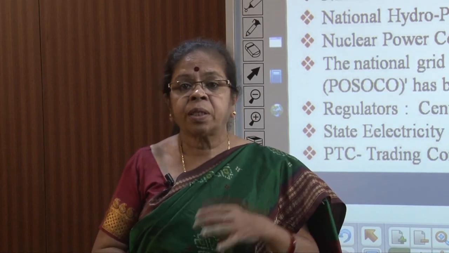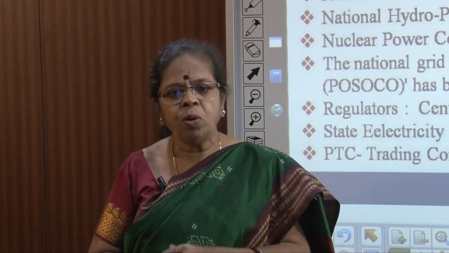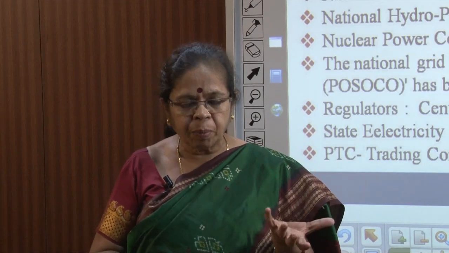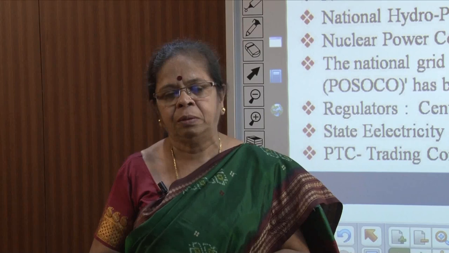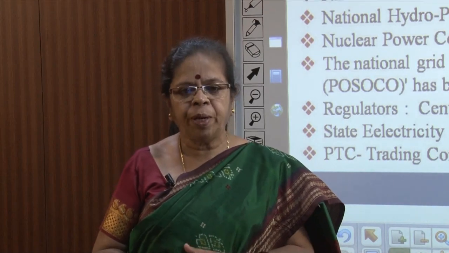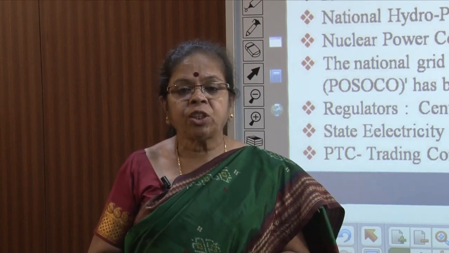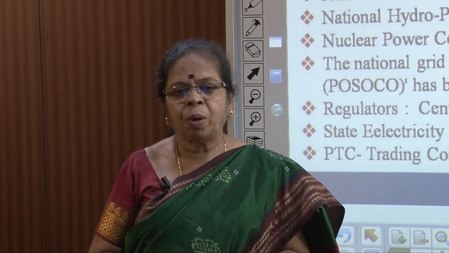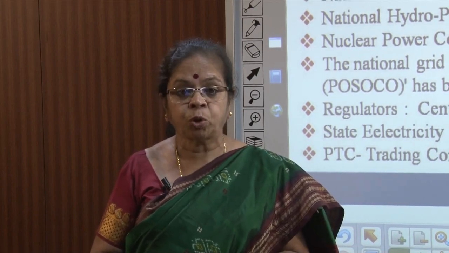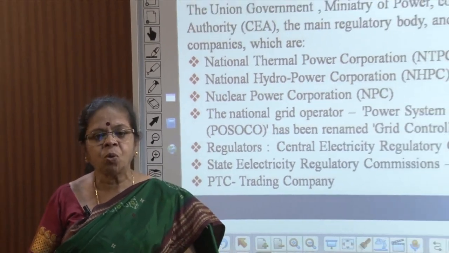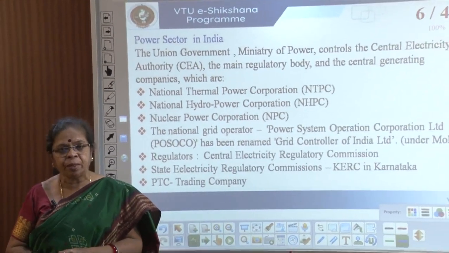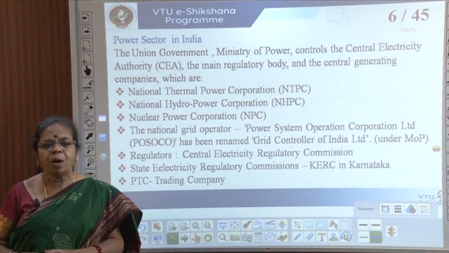So, we have centrally owned and state owned. So, you have the National Thermal Power Corporation, NTPC, National Hydro Power Corporation, NHPC. These are all central government companies. Nuclear Power Corporation. And then you have the National Grid Operator, Power System Operation Corporation Limited, POSOCO, which has been renamed as Grid Controller of India. So, earlier we used to call it POSOCO, now it's renamed as Grid Controller of India, and it is directly under the Ministry of Power.